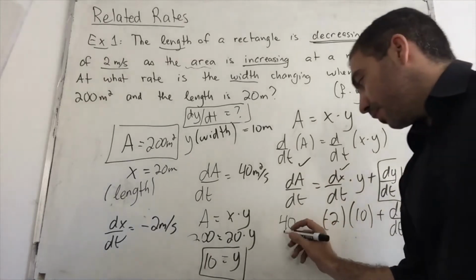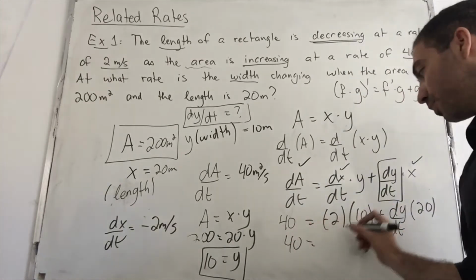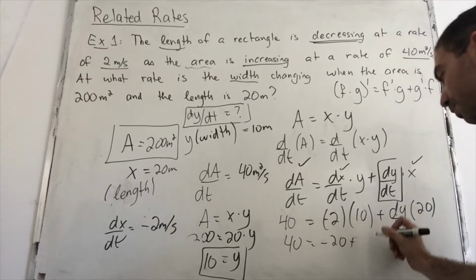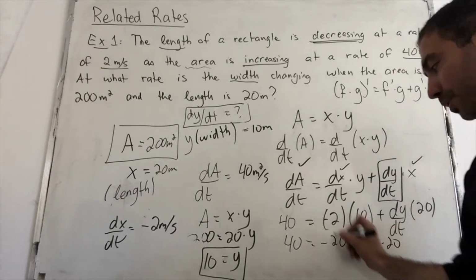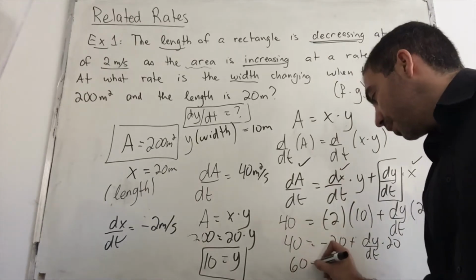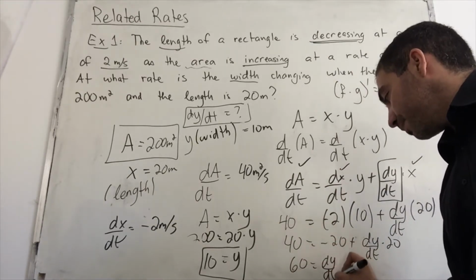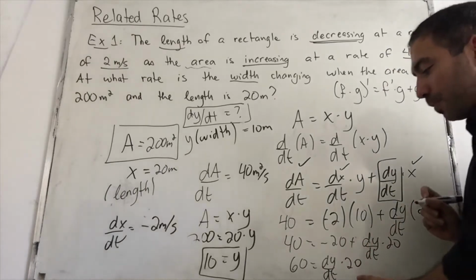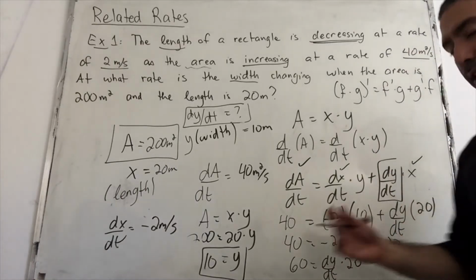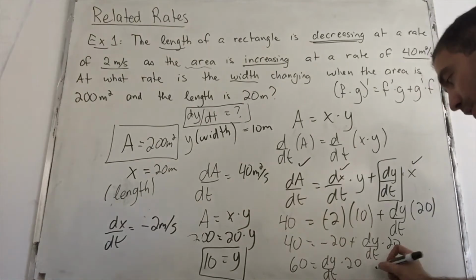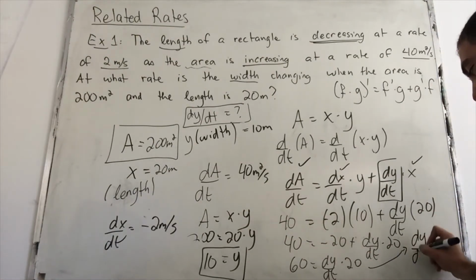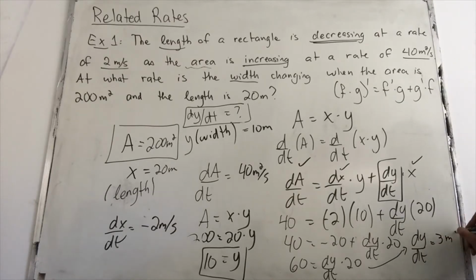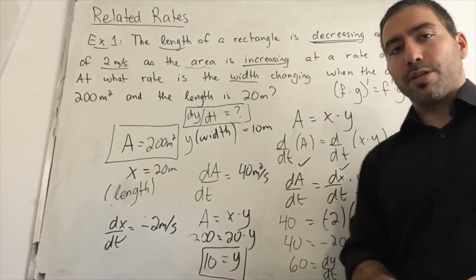So here we get 40 equals -2 times 10, which is -20, plus dy/dt over 20 times 20. Bring the 20 over, we get 60 equals dy/dt times 20. And now we're going to divide both sides by 20. So 60 divided by 20 is just 3. This implies that dy/dt equals 3 meters per second. So the width is positive, it's getting bigger at a rate of 3 meters per second.